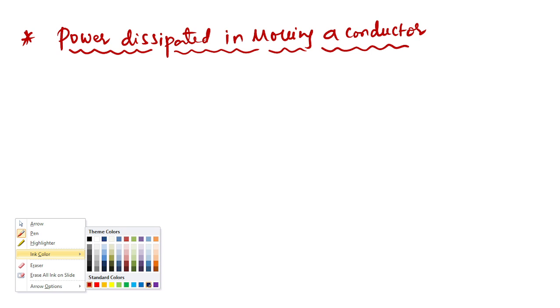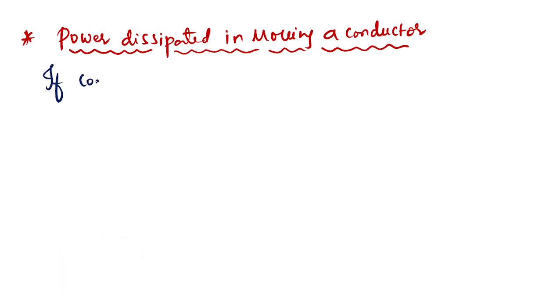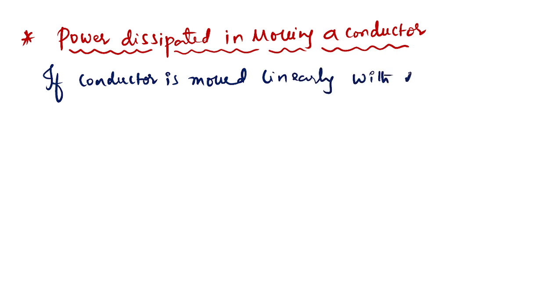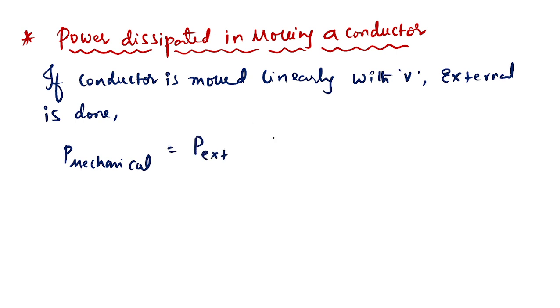So if in case the conductor is moved linearly, we are doing linear only, no? Linearly with velocity v, a small work done will be there. Yes or no? External work is done. So what will I write? Power mechanical is equal to power external. Yes or no? Because it has to be done externally, right?